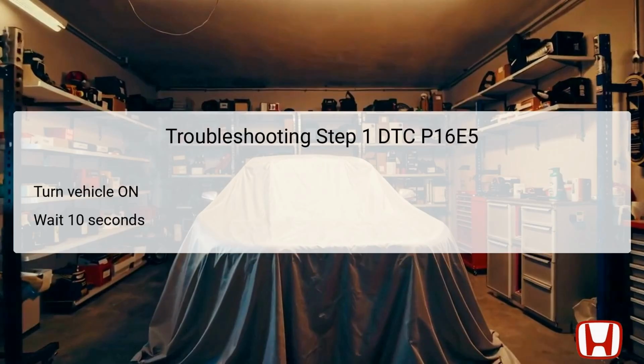The first step in troubleshooting the DTC P16E5 error is to turn the vehicle to the on mode and wait for 10 seconds. This step is crucial as it allows the vehicle systems to initialize and ensure that all electronic components are powered up and ready for inspection.